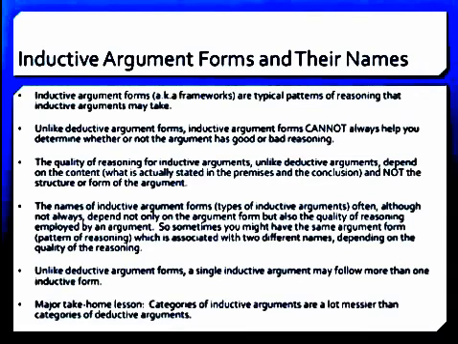The reason for this is that the quality of the reasoning for inductive arguments, unlike deductive arguments, depends on the content, what is actually stated in the premises and the conclusion, and not the structure or form of the argument. Recall that for deductive arguments, the form of the argument was able to tell us whether or not the argument was valid or invalid. For example, if you had a modus tollens, you knew that the argument would be valid, and if you had an argument that was denying the antecedent, you knew that the argument would be invalid. And this is just based on the form or the structure of the argument itself.